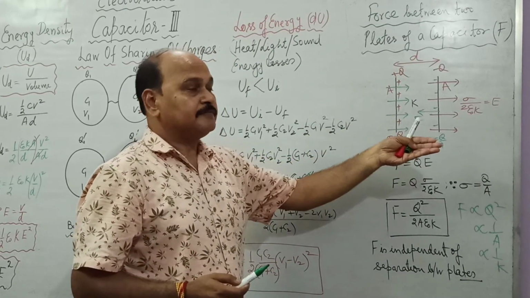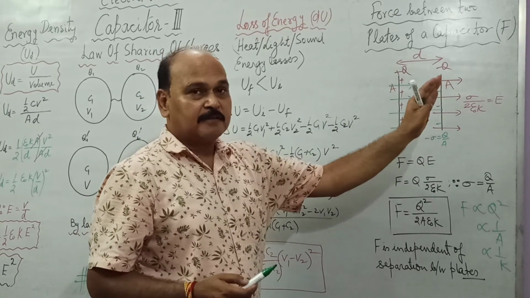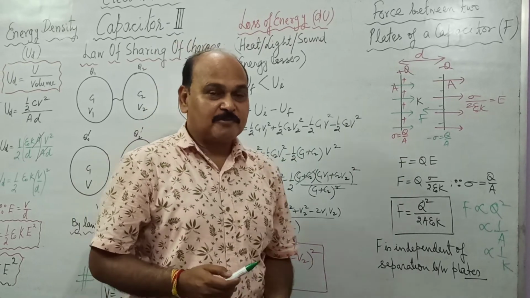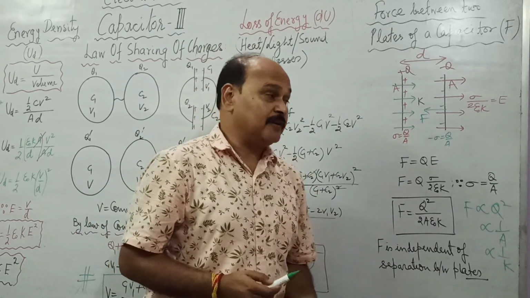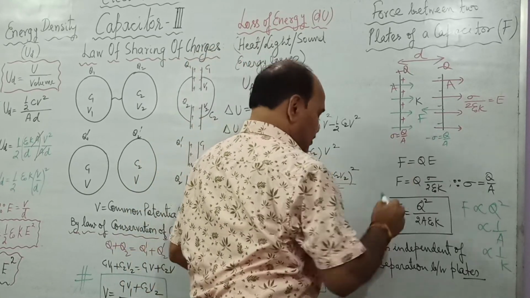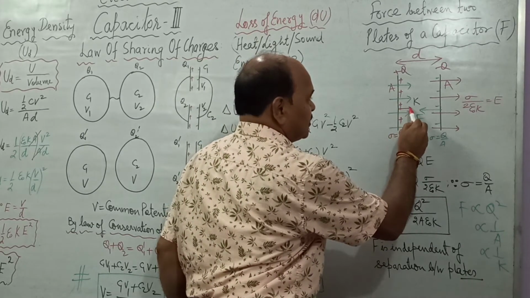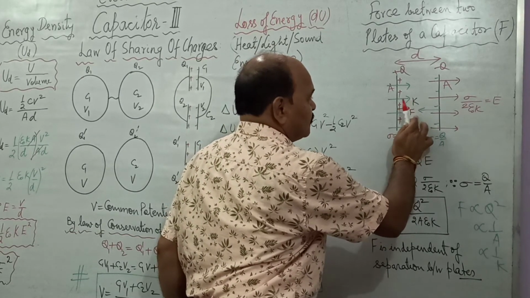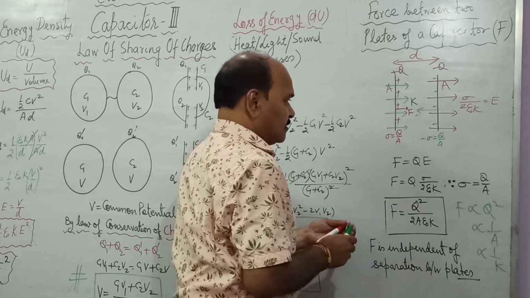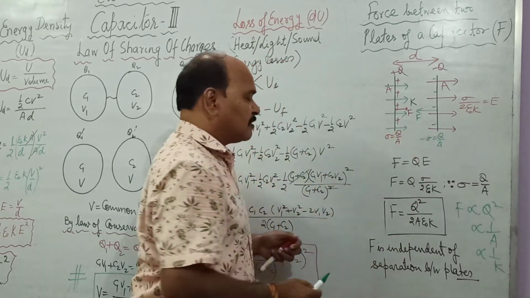Now this is a positive charge placed in an electric field towards right. So what is the direction of force over the positive charge? The direction of force over a positive charge is always in the direction of the electric field. Therefore, the force over this positive charge would also be towards right. Both the forces are going to be equal in magnitude and opposite in direction.